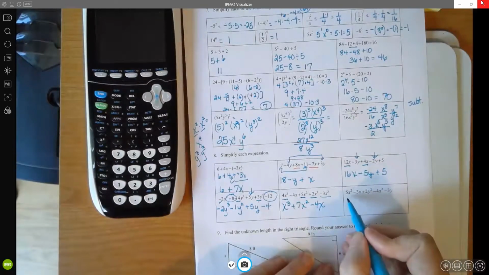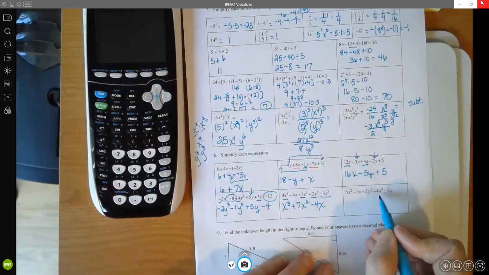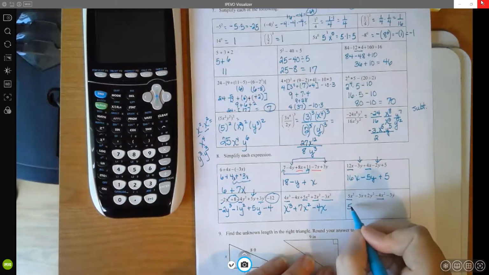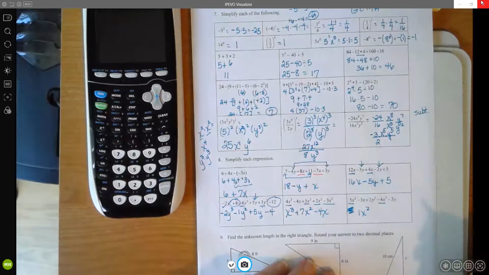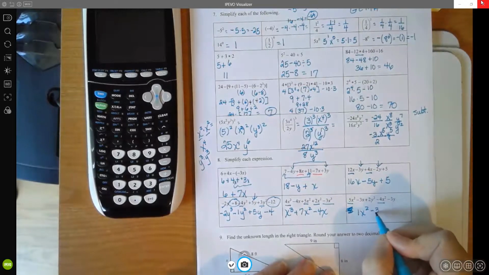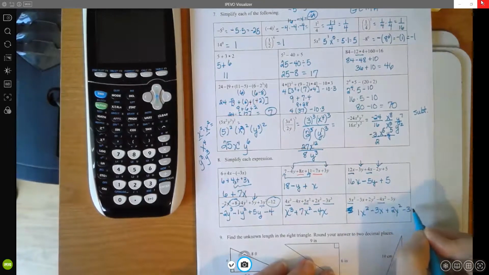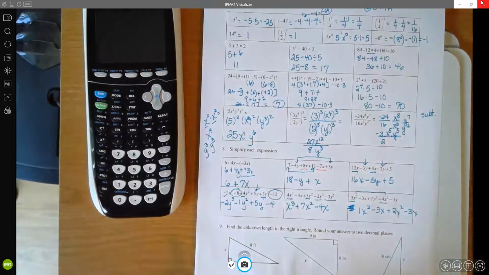The last one, again, adding like terms. We want 5x squared minus 3x plus 2y squared minus 4x squared. I'm going to start with the x squareds. So that gives me 5x squared minus 4x squared, which does not give me 5. That gives me 1x squared minus 3x plus 2y squared minus 3y, because those are the only like terms. Remember that to add, they have to be identical variable parts.